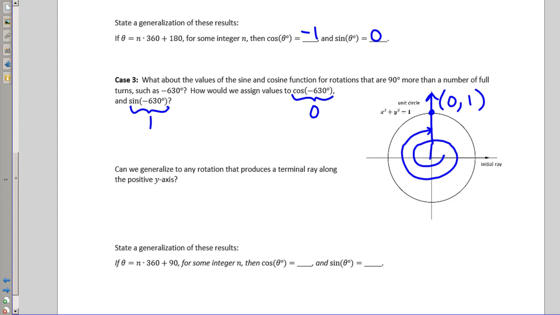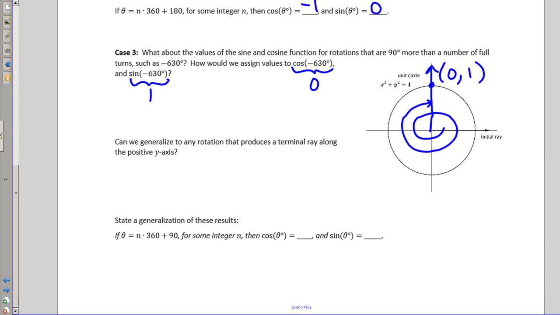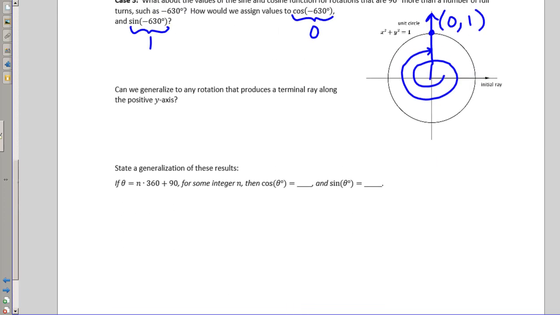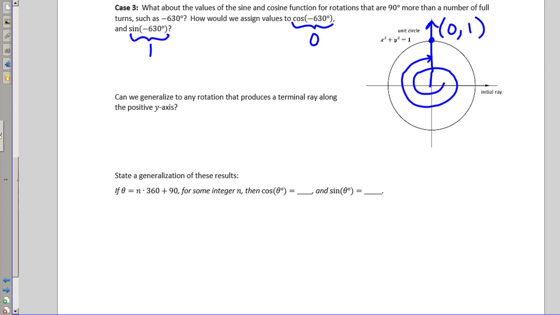So can we make a general statement? Basically anything that brings us to the positive side of the y-axis will give us a cosine of 0 and a sine of 1.